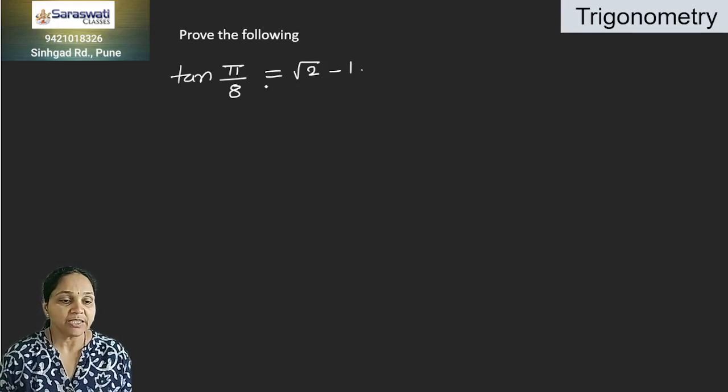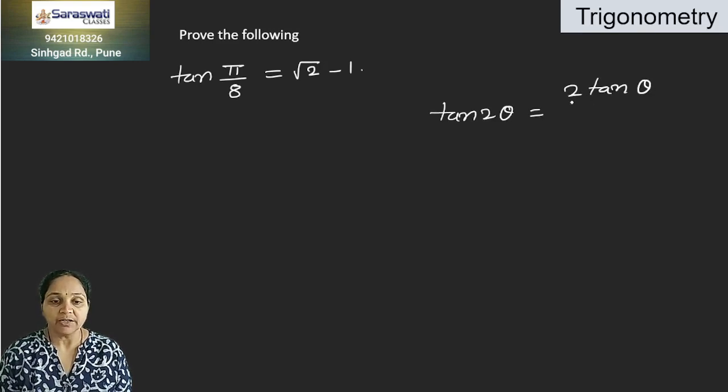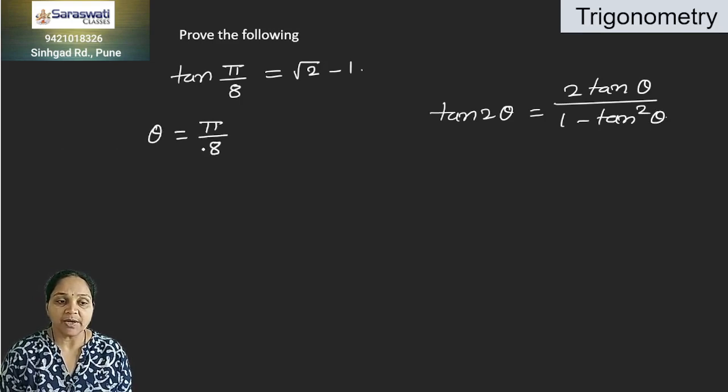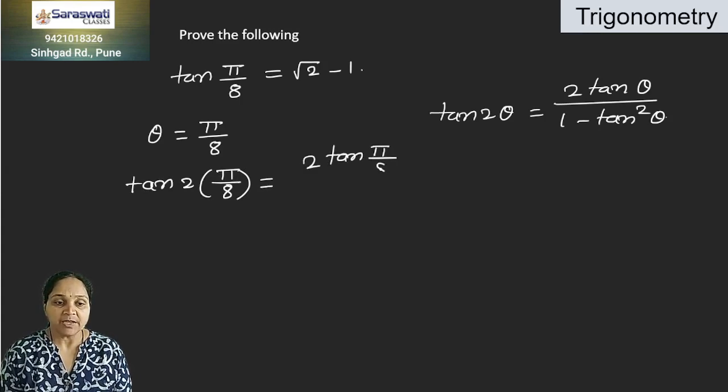Here prove that tan pi by 8 is equal to root 2 minus 1. Now we know the formula tan 2 theta is equal to 2 tan theta upon 1 minus tan square theta. Again, in this formula substitute theta is equal to pi by 8. So we get tan 2 into pi by 8 is equal to 2 tan pi by 8 upon 1 minus tan square pi by 8.